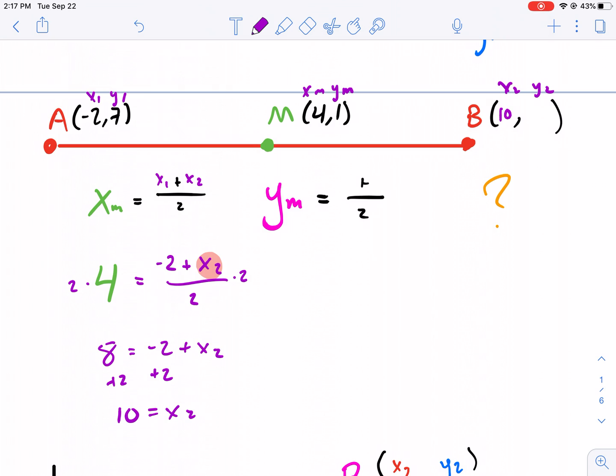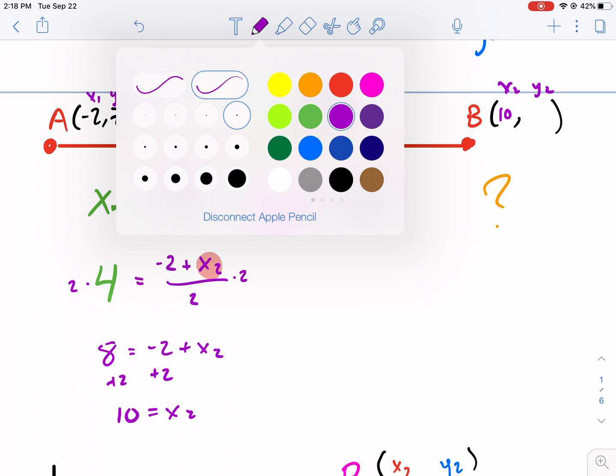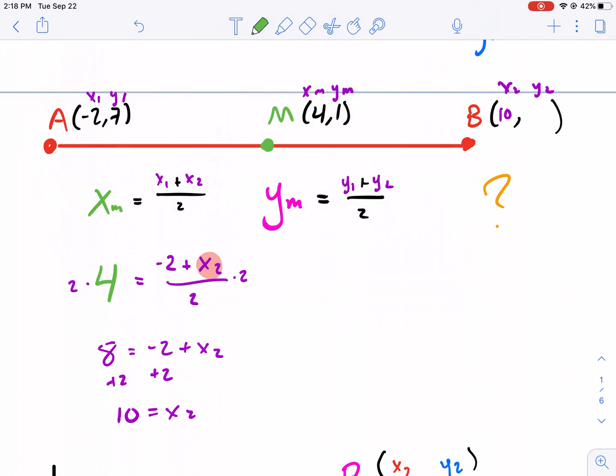All right, moving on to y's. Okay, any questions? All right, thank you. y1, y2 is our formula here. So we're going to plug in what we know. We know that ym is equal to 1, and what else do we know? We know y1 is 7. We know y2 is unknown. We leave it as y2 divided by 2.